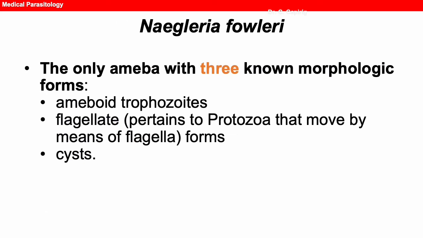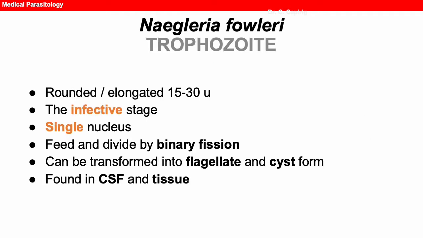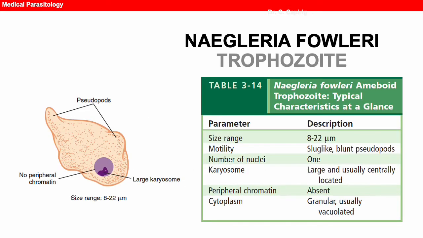Naegleria fowleri is the only amoeba with three known morphologic forms. They have the amoeboid trophozoites, the flagellate form, and the cyst. Okay, the flagellate form pertains to the protozoa that move by means of flagella. The trophozoite of Naegleria fowleri, they are rounded and elongated, measuring around 15 to 30 microns. This is the infective stage of the parasite. It contains a single nucleus, and they feed and divide by binary fission. They can be transformed into flagellate and cyst form, and they're usually found in the cerebrospinal fluid and tissue.